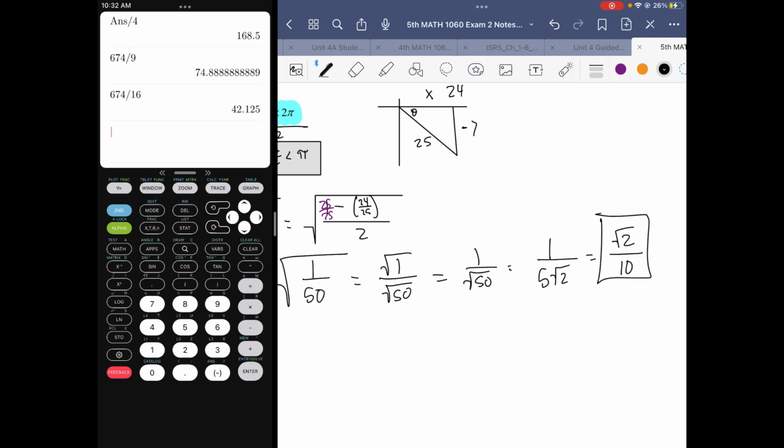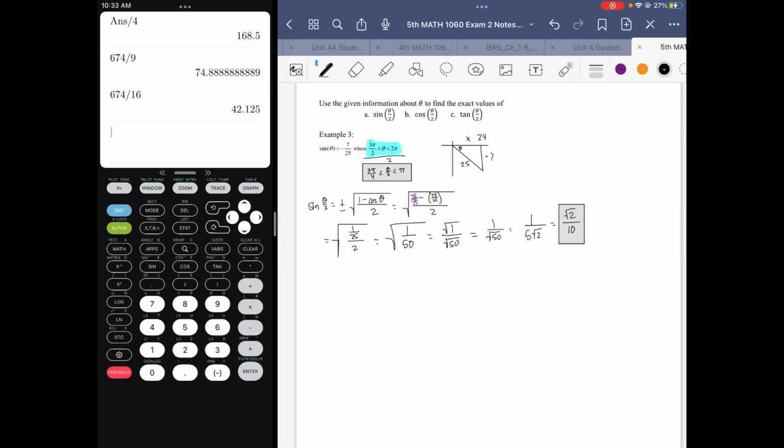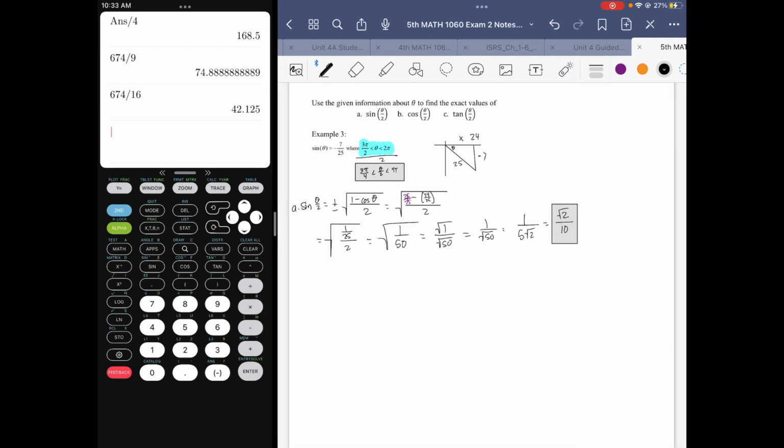The reason I did this is because I think these numbers are a lot smaller and easier to work with, and we are going to need to find tangent, so I think that's really helpful in this case, okay? So that's why I'm actually taking the time to do that, okay? So that was A. That was the sine of theta over 2. B is the cosine of theta over 2.